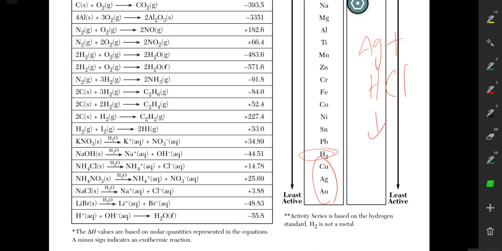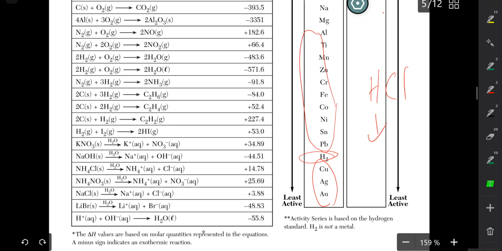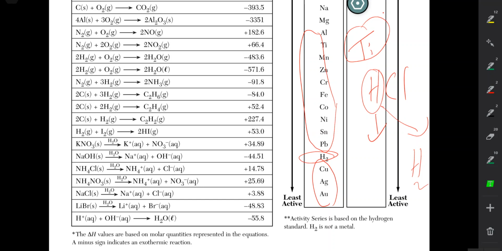But let's say you had a metal that's more active than hydrogen reacting with HCl. Take, for example, titanium. Titanium is more active than hydrogen, so titanium will come and replace hydrogen, knock it off. Hydrogen will walk away as hydrogen gas, and titanium will take its place to make TiCl plus H2. So titanium chloride plus hydrogen gas, and hydrogen gas is very flammable.